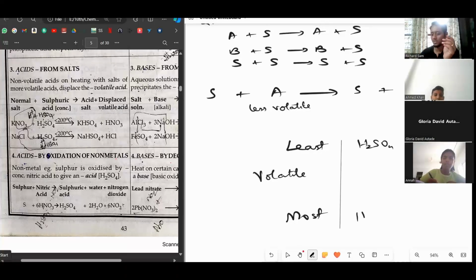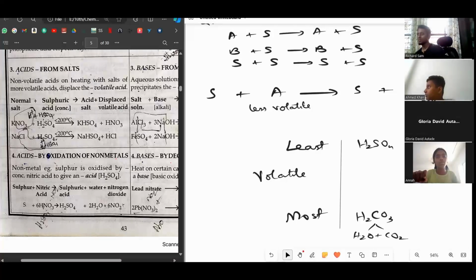And the most volatile acid that you need to know is H2CO3, carbonic acid. Okay, what is carbonic acid? Soda. You know what happens if you open the bottle? It separates. That means they separate. What does it separate into? What does H2CO3 separate into? Water and carbon dioxide. Okay, so it separates, and the carbon dioxide evaporates. It goes into the air. So this is the most volatile acid.